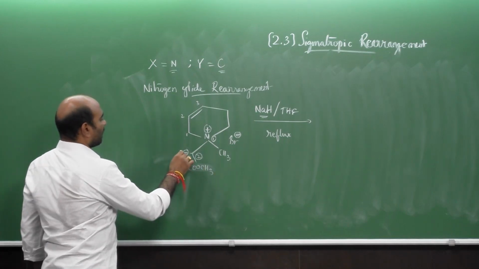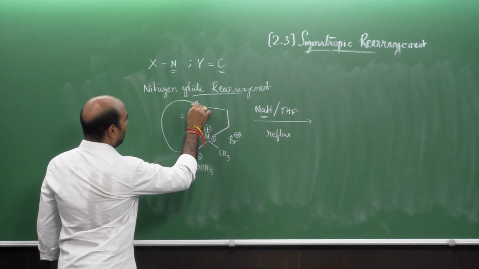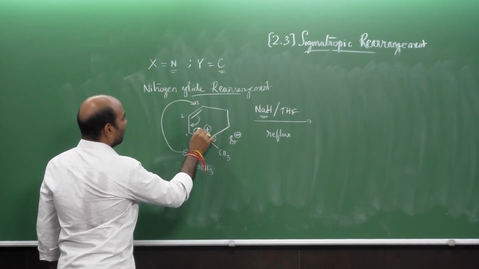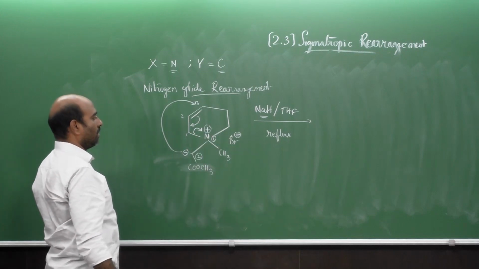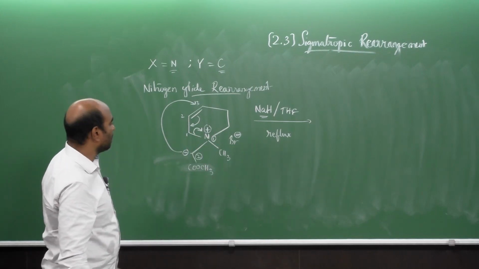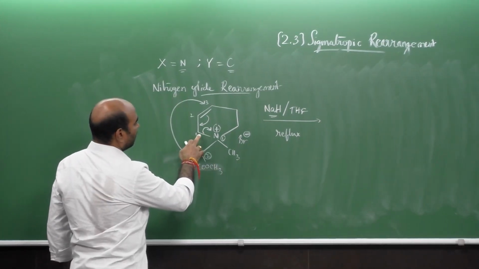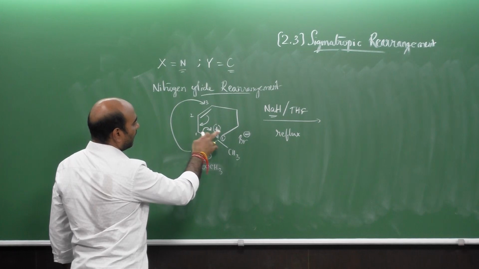So what is going to happen? This will attack here, and then this comes here, and then this is completely removed, and nitrogen takes away those electrons. Okay. So the ring has been opened here between 1 and the nitrogen position.